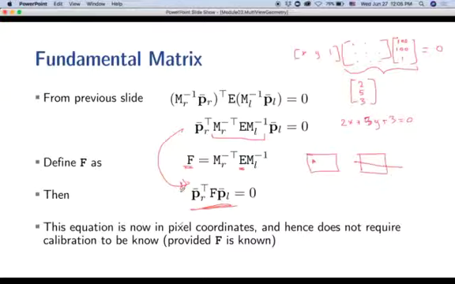And now we will see, the reason I'm saying I don't need camera parameters is that if you give me a bunch of correspondences, I can actually directly estimate F. I don't need to do a calibration procedure. I can directly estimate F.